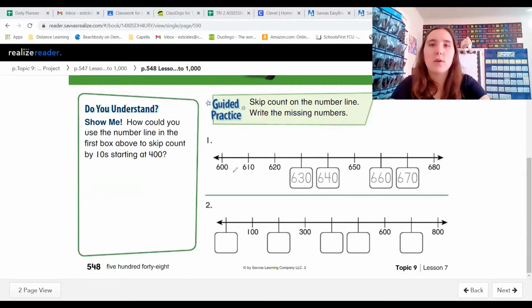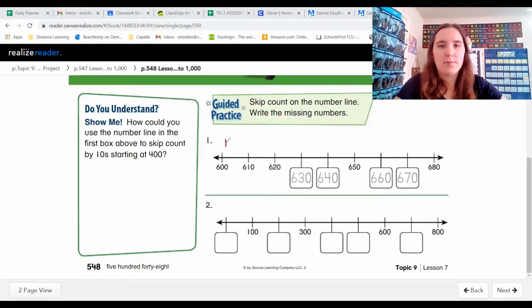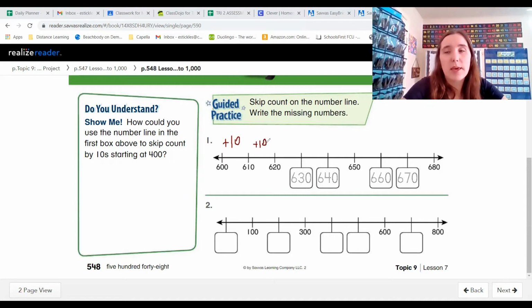So let's look at the parts that are close together and see how much they are increasing each time. When I go from 600 to 610, I'm adding 10. If I go from 610 to 620, I'm also adding 10 again. So that must mean that we are skip counting by tens. So let's figure out what our missing numbers would be. 620 plus 10, well, my ones aren't going to change. My hundreds aren't going to change. So I just need to increase my tens. So instead of having 2 tens in 620, I'm going to have 3 tens in 630.